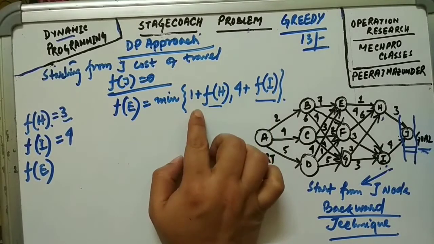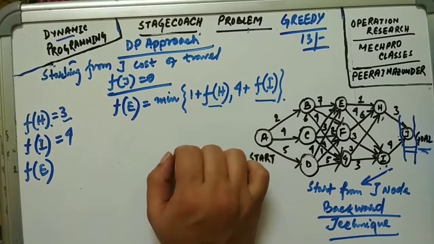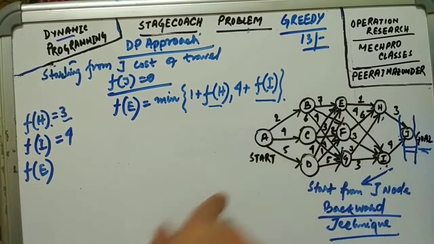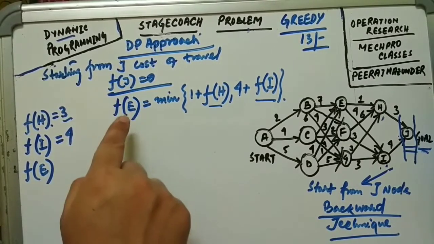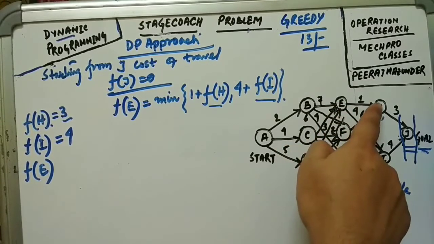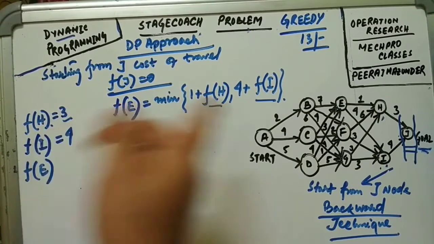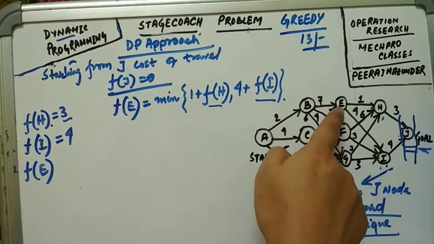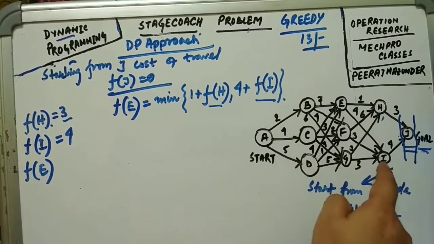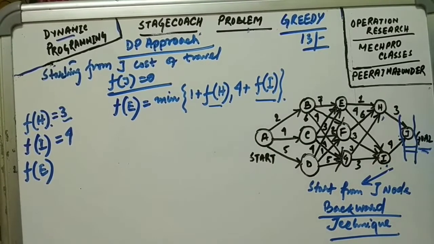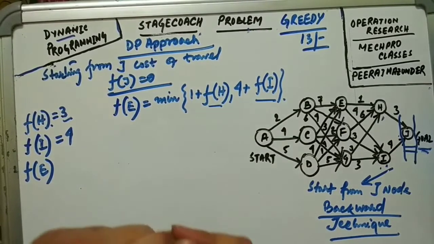Now you might be wondering where this 1 and 4 have arrived from. Look, this is the E node. From E to H, how much is the cost? That is 1. And from E to I, what is the cost? That is 4. So the recursive relationship says for finding the function of E, we have to calculate the minimum of 1, that is the E to H cost, plus F of H, which we have already found. And as from E we have got two alternatives, the second alternative is 4, that is the cost of traveling from E to I is 4. So we have to calculate 4 plus F of I as well. From these two values we have to find the minimum, that will give you F of E. Now I think it is clear.